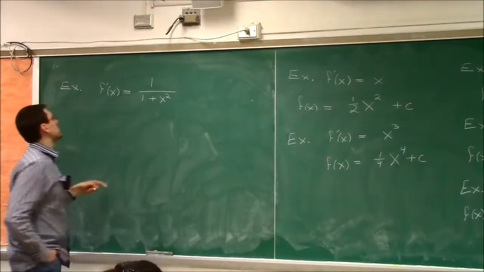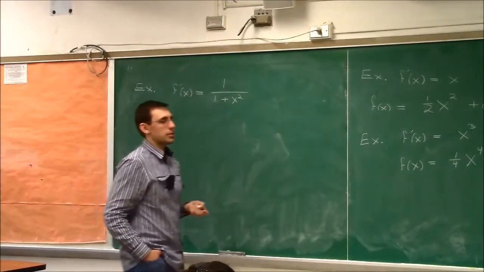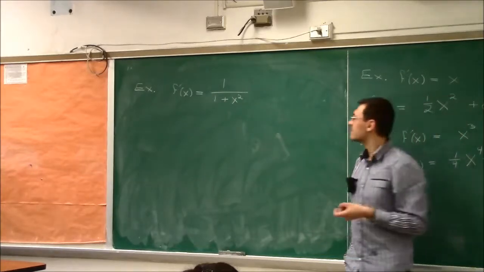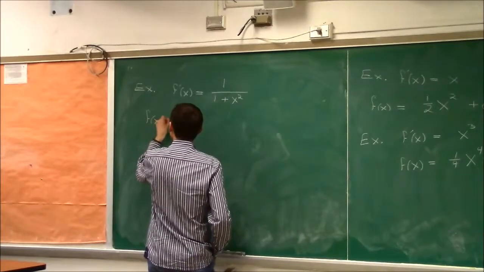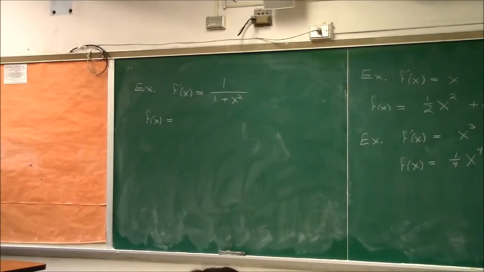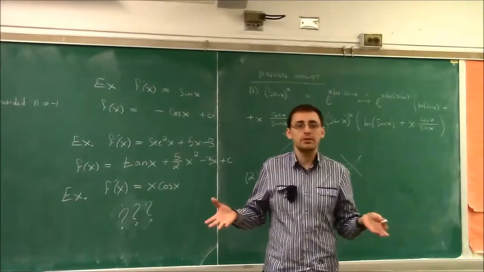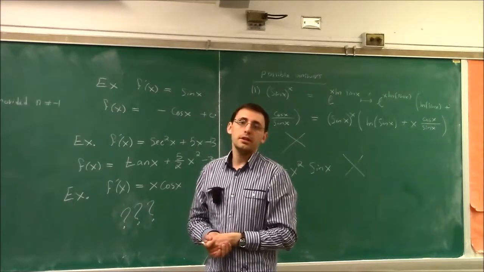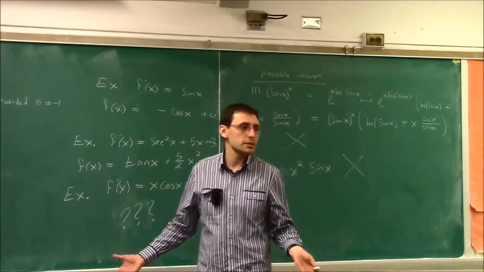Anybody knows what to do now? If the derivative is 1 over 1 plus x squared, what was the function? Remember what functions you know, right? We have exponential functions. Their derivatives are very similar to the function. We have logarithms. We have trigonometry. And we have algebraic functions. And we have inverse trigonometric functions. That's it.